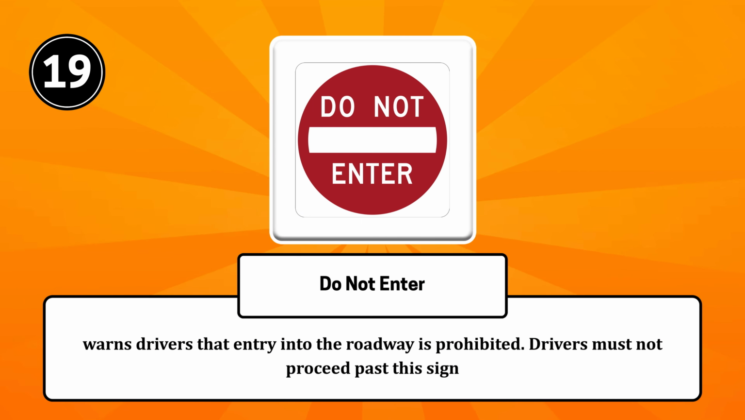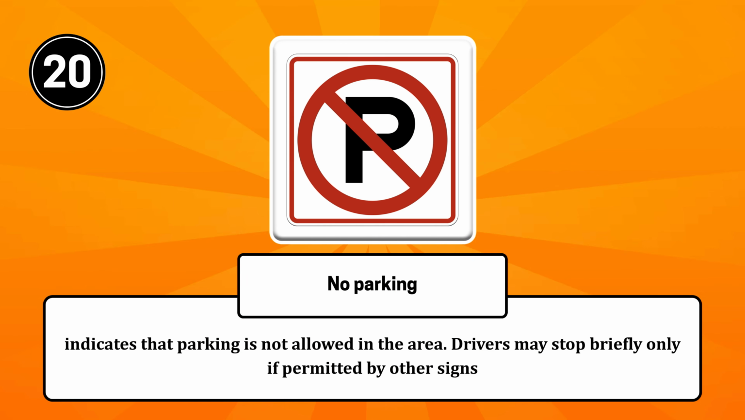The do not enter sign warns drivers that entry into the roadway is prohibited. Drivers must not proceed past this sign. The no parking sign indicates that parking is not allowed in the area. Drivers may stop briefly only if permitted by other signs.